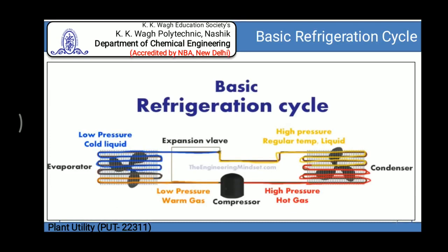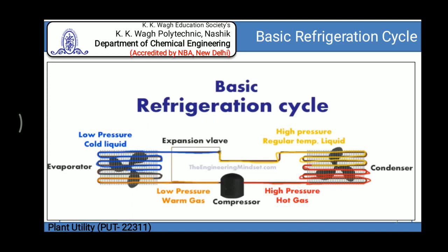This is a basic refrigeration cycle in which we can see the low pressure warm gases coming from the evaporator enter into the compressor. The compressor is the heart of the system. The compressor does just what its name says: it compresses the low pressure refrigerant vapor from the evaporator into high pressure vapor. This high pressure hot gas is then sent to the condenser.